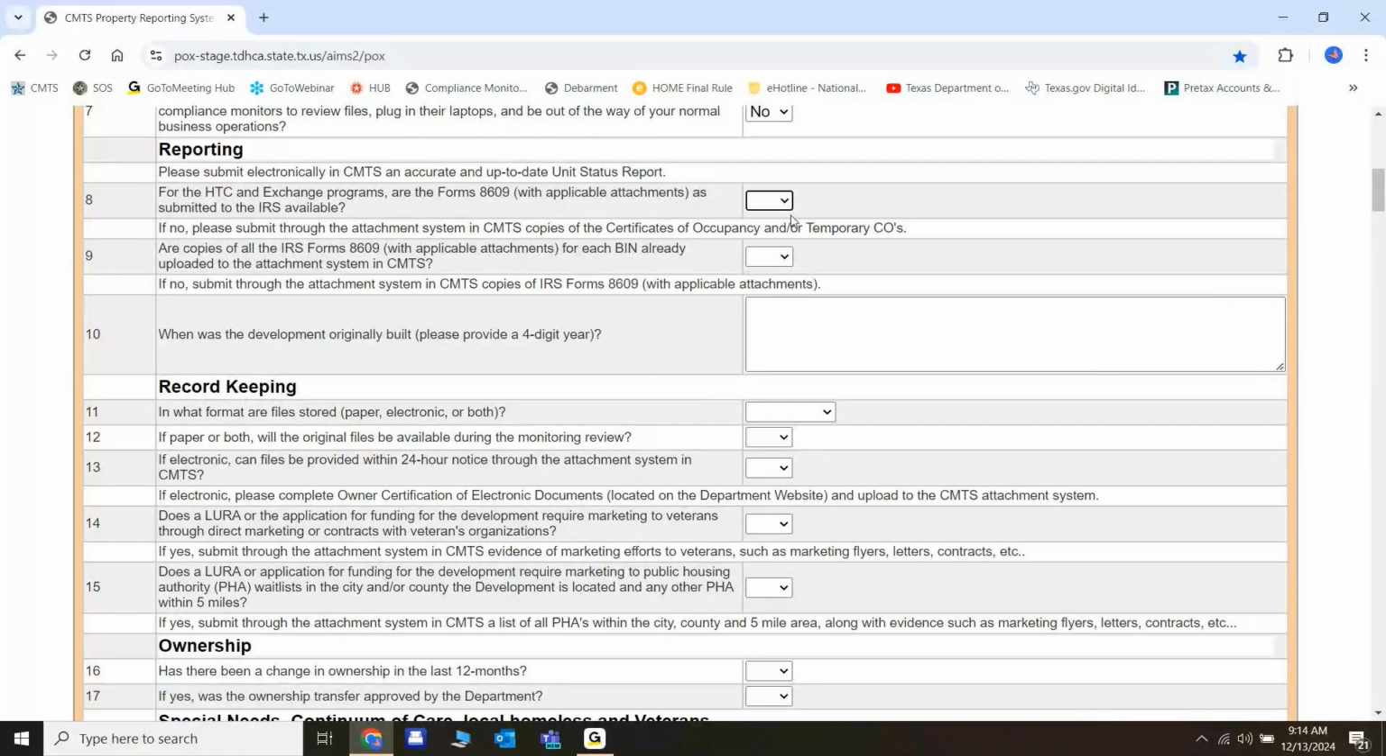We used to just have it blank. We got a lot of feedback in the last round that you like it NA because you like to see things filled out. So we put it in there. Either is acceptable. There is no non-compliance for not filling this out correctly. We're just trying to help you help us. So then it says, if you have gotten 8609s that you submitted to the IRS for each bin, have they already been uploaded in CMTS prior?